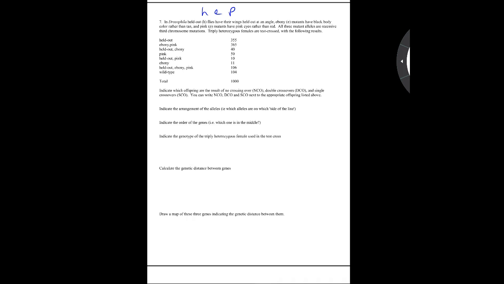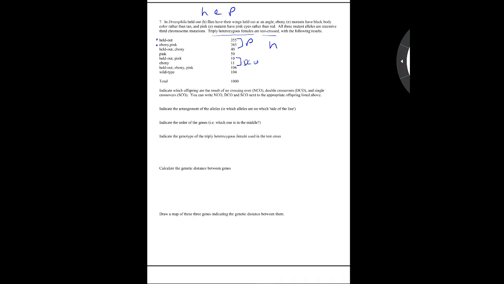And so we have a triply heterozygous female that is test crossed. So we don't know how that female is triply heterozygous. We just know that she is. The way I go about these is I look for the parents, or the non-crossovers, and I identify the double crossovers. The double crossovers tell me which alleles start out together. You can see that hairy out was by itself, and ebony and pink were together.